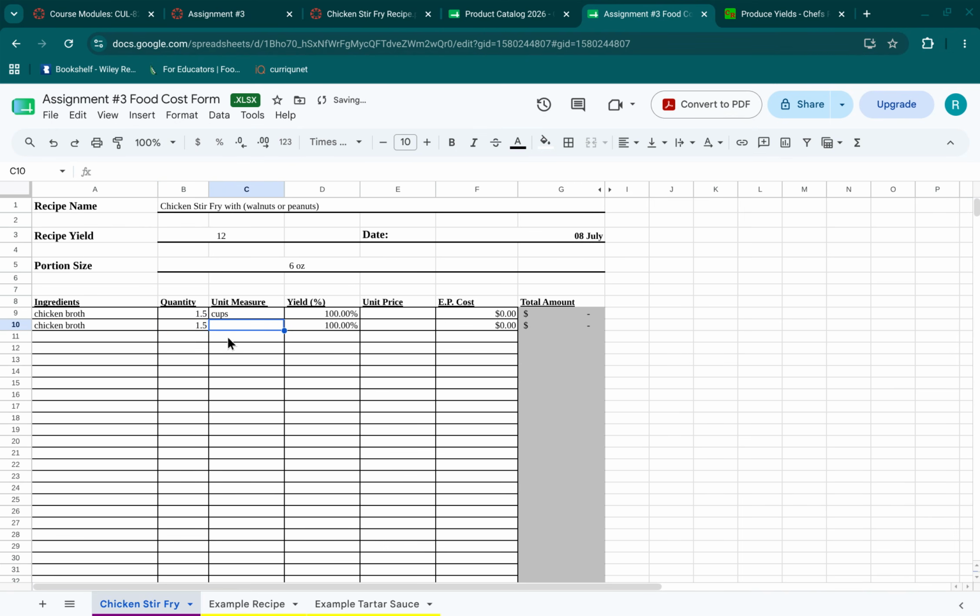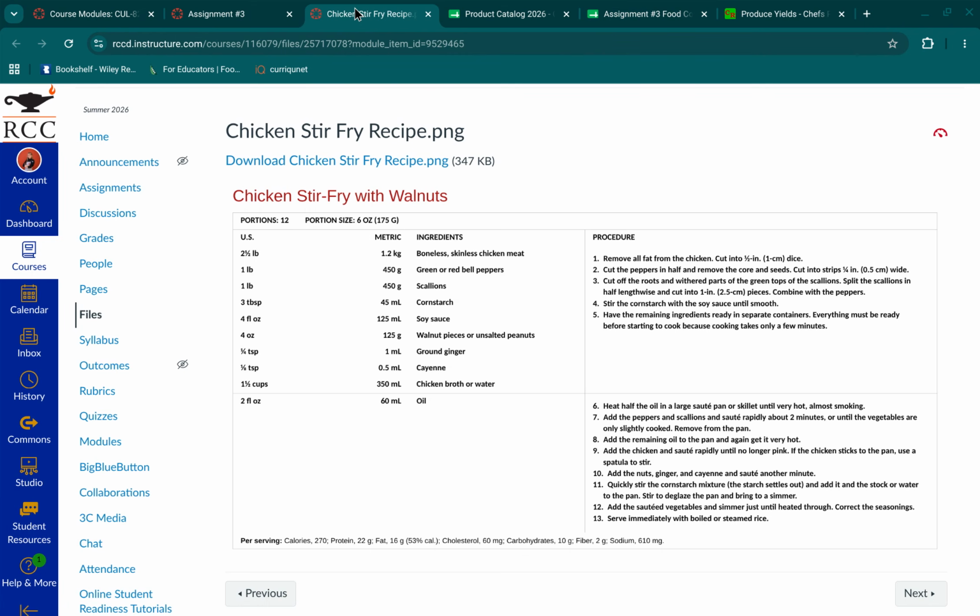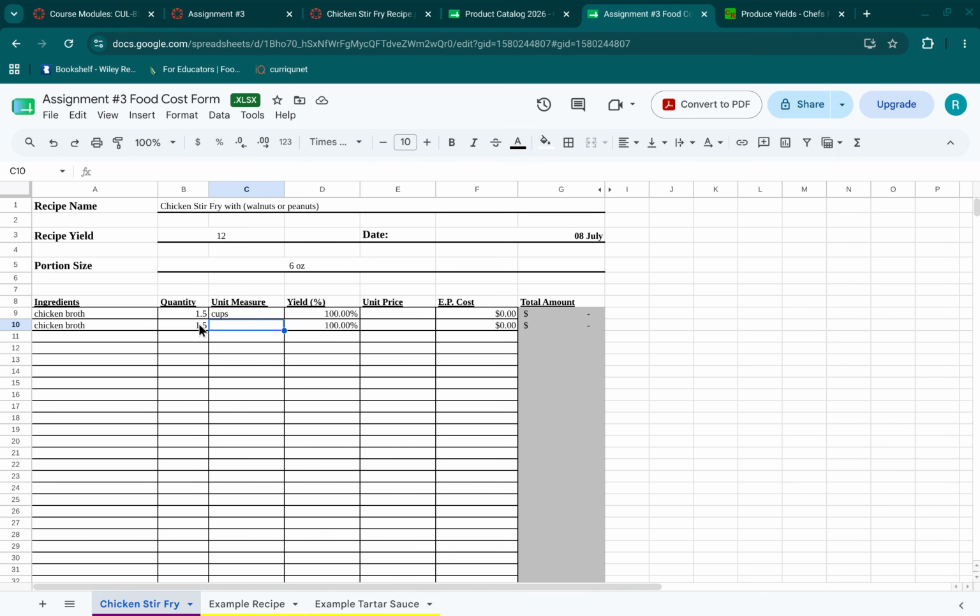Unit of measure, what is the size required in the recipe? In our recipe, we are using 1.5 cups, so it's perfect. That's what we have written here.